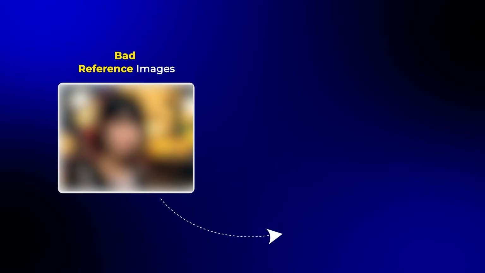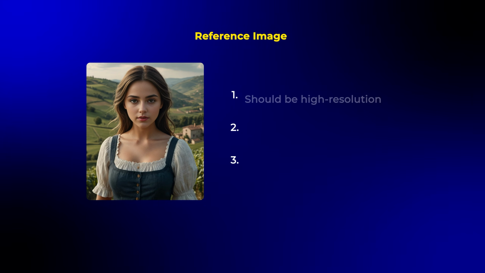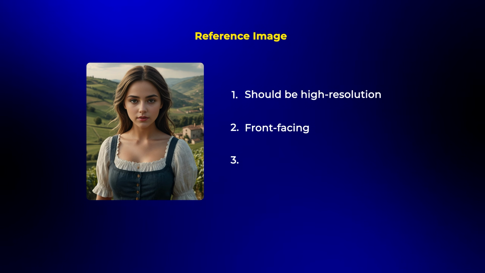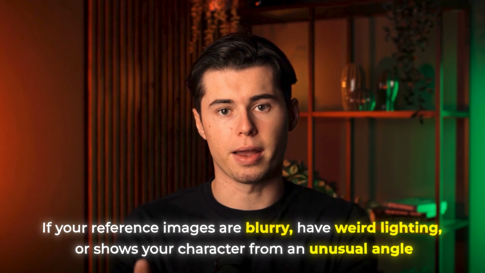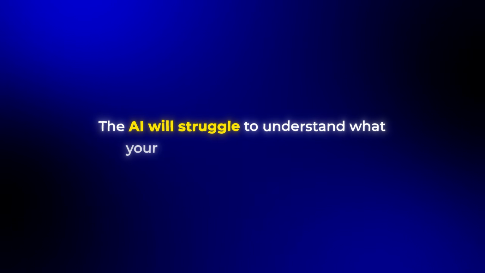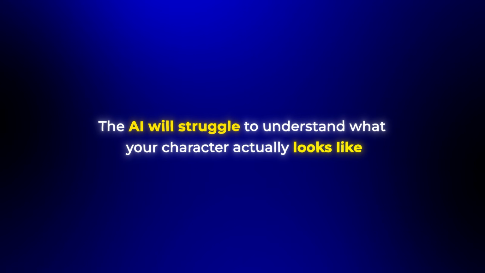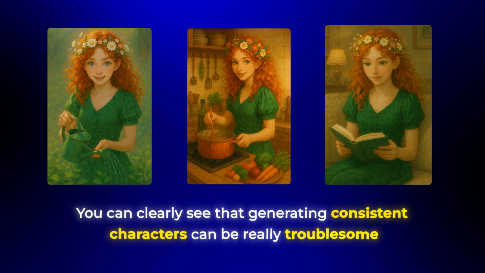All of these technical aspects matter, but if you are using bad reference images, you will never get good results. Your reference images should be high resolution, front-facing, and well lit. If your reference images are blurry, have weird lighting, or show your character from an unusual angle, the AI will struggle to understand what your character actually looks like. Now that you understand these mistakes, you can clearly see that generating consistent characters can be really troublesome.